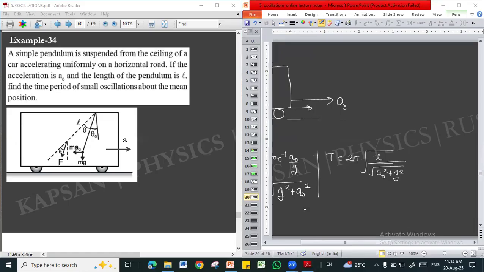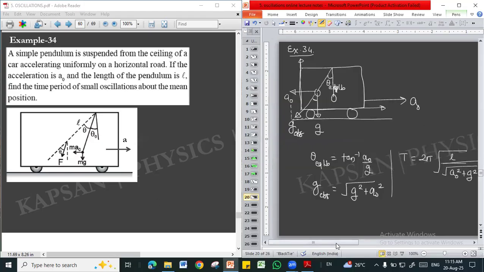Taira, is this clear to you? तायरा कळलं का? मुस्कान समजलं का? Yes, sir.